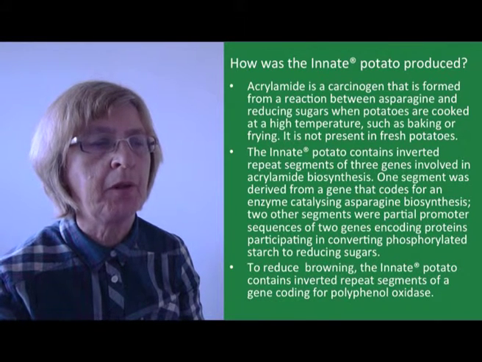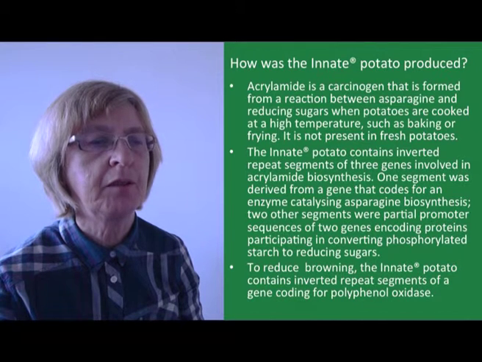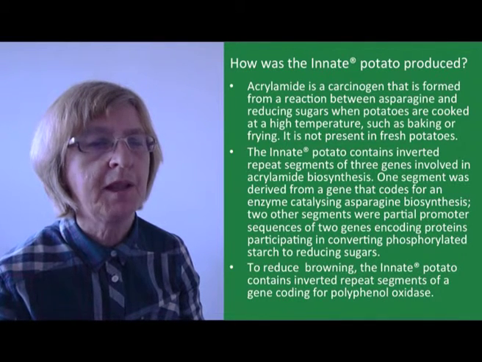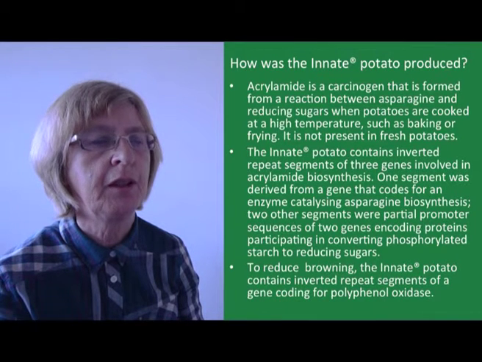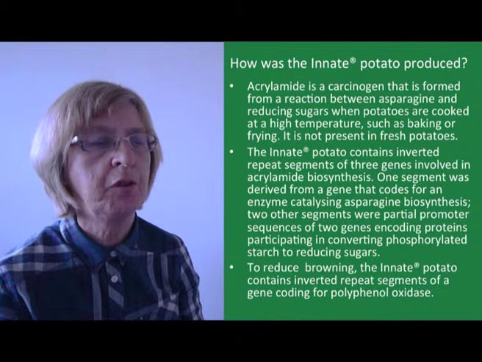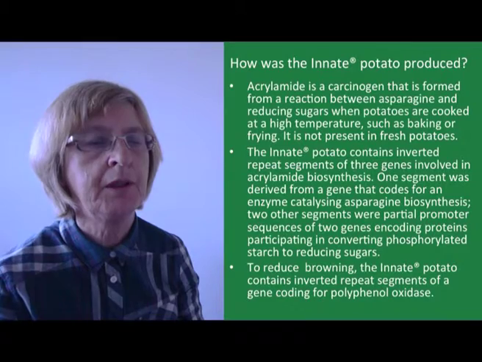To reduce the problem of acrylamide synthesis, the innate potato contains inverted repeat segments of 3 genes involved in acrylamide biosynthesis. One segment was derived from a gene that codes for an enzyme catalyzing asparagine biosynthesis. 2 other segments were partial promoter sequences of 2 genes encoding proteins involved in converting phosphorylated starch to reducing sugars. Then, in addition, to reduce the browning problem, the innate potato contains inverted repeat segments of a gene coding for polyphenol oxidase.